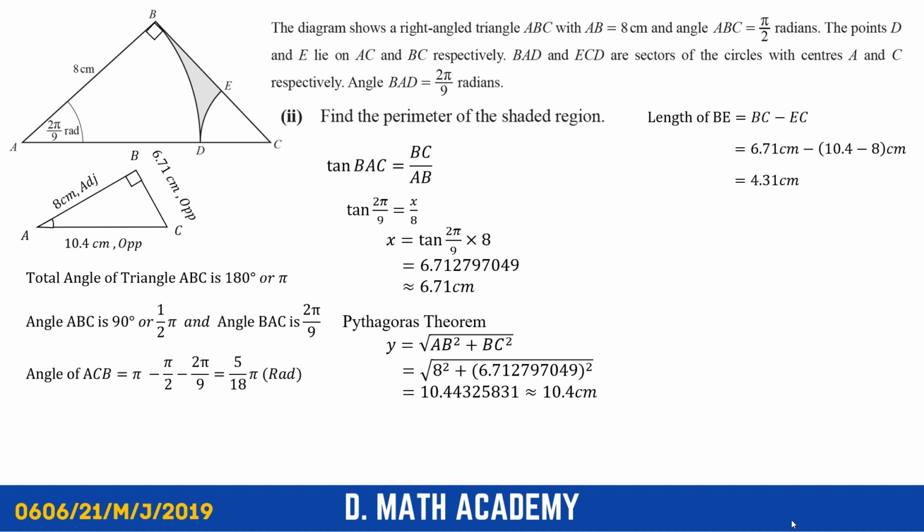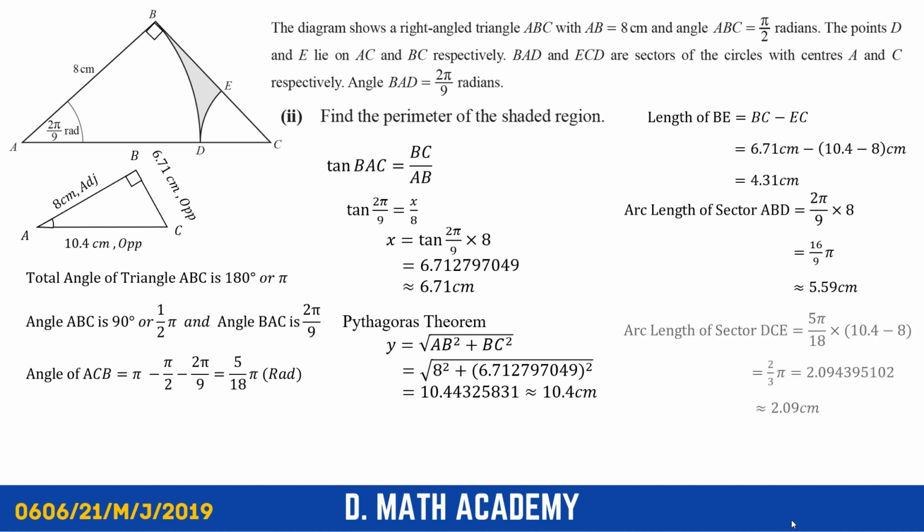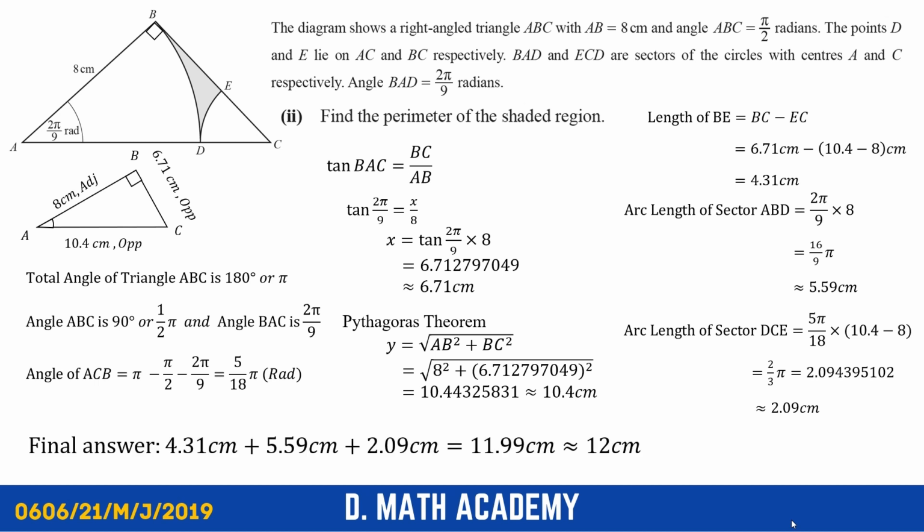Then I proceed with my calculation on arc length. 2 pi over 9 times 8, then I get 5.59. And I get the arc length of sector DCE as 2.09. So add all three up, then you get your result as 11.99 centimeters, or 12 centimeters.